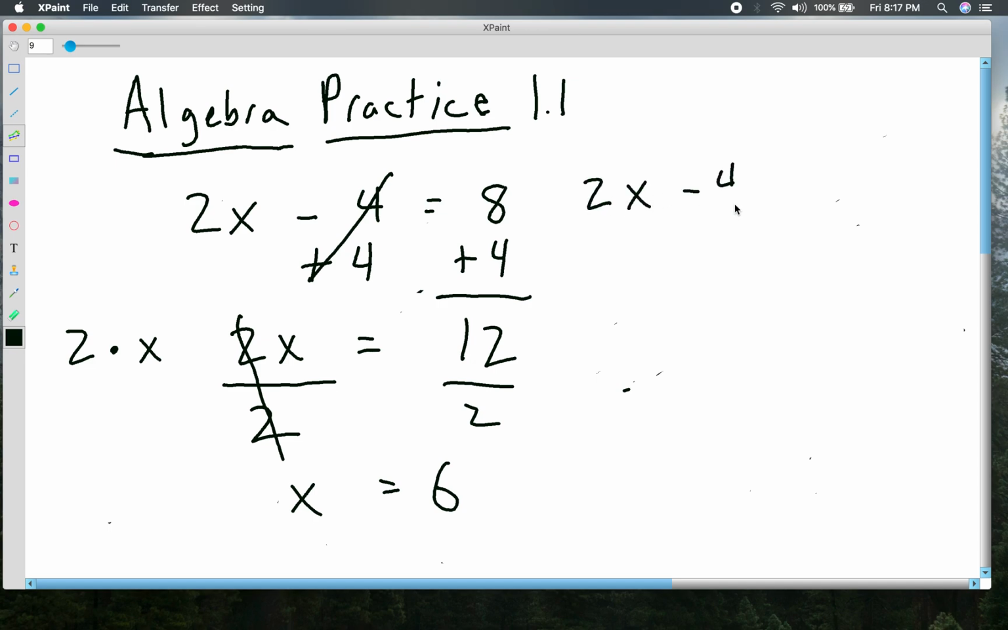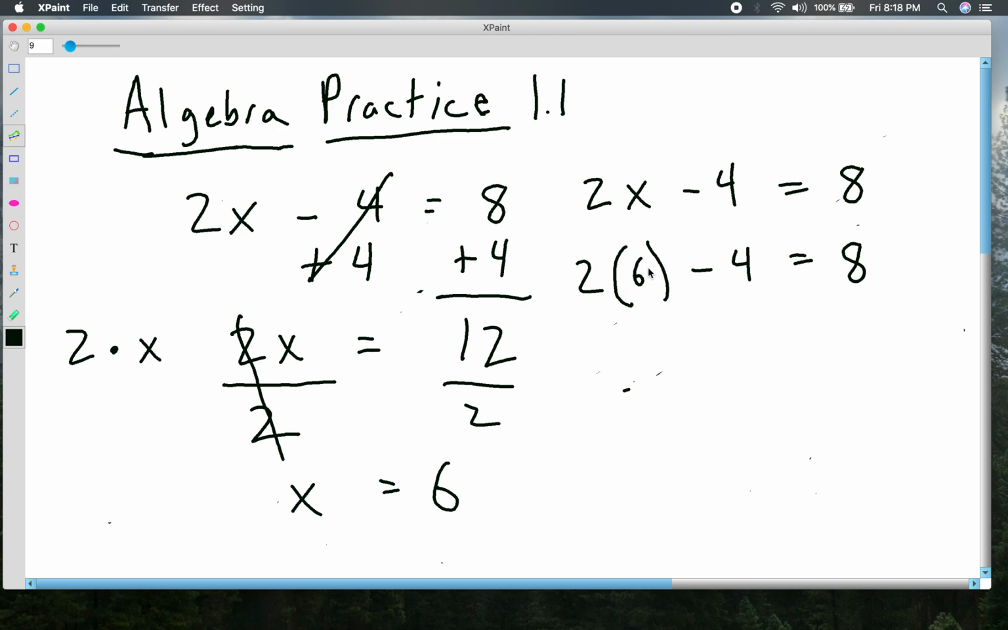2x minus 4 equals 8. Well, let's substitute 6 here for x. And forgive me, but I'm going to put 6 in parentheses to show that this is multiplication. Minus 4. We have to remember our order of operations. Always do multiplication and division before addition and subtraction.